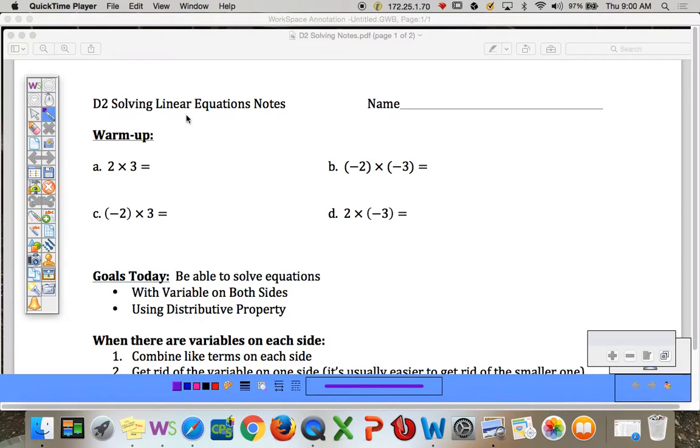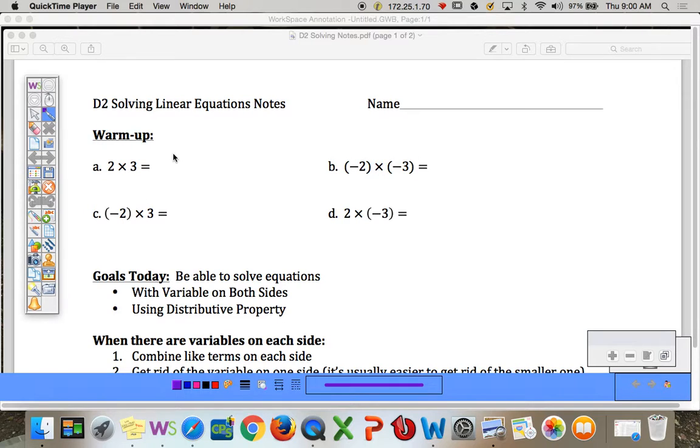Multiply each of the following. So we have 2 times 3, you should know that's 6. Negative 2 times 3 is negative 6. Let me use a different color here actually. 2 times negative 3 is negative 6, and negative 2 times negative 3 is 6. So what do you notice about this? What gives you a positive answer? What gives you a negative answer?